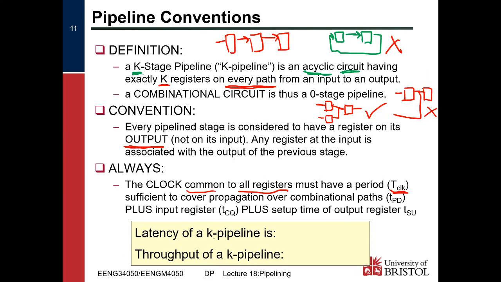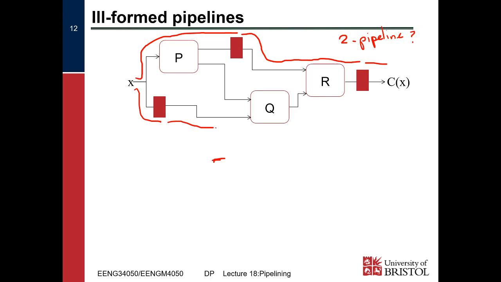The latency of a K pipeline is going to be however many stages you've got times the clock period. Because what you've got is your data coming in at t equals zero, at clock cycle zero, on the positive edge. Two registers?